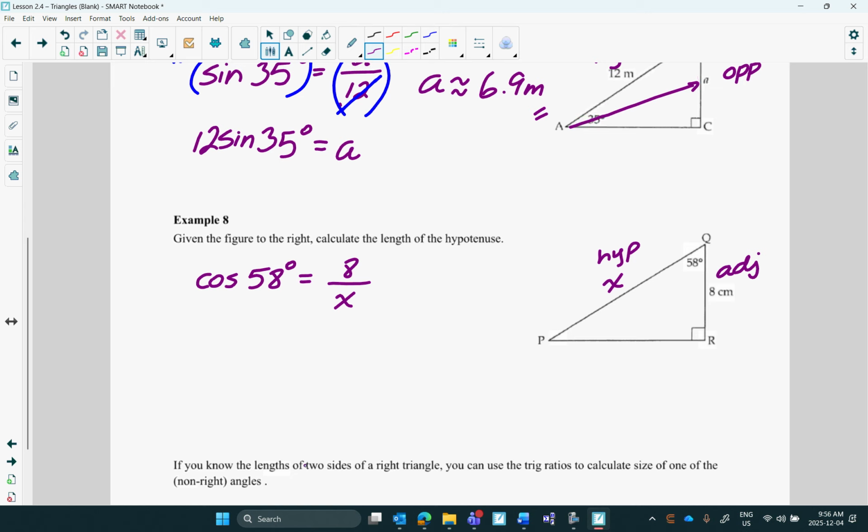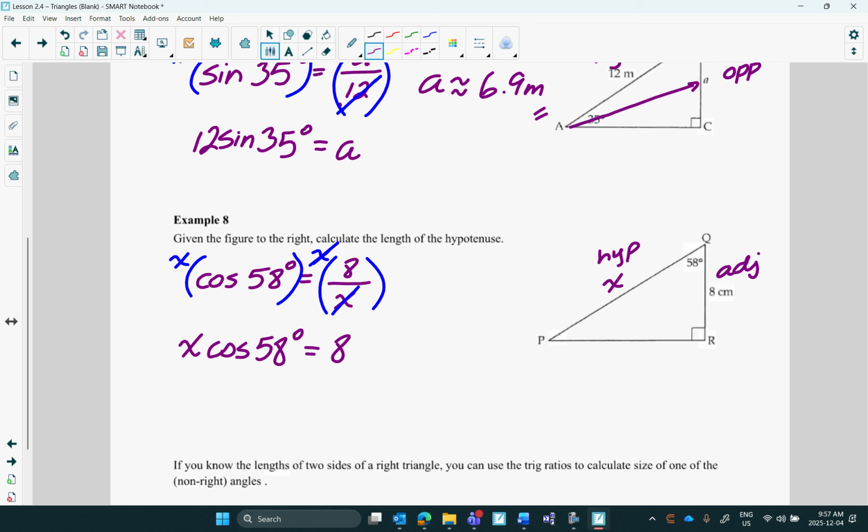You with us? How do I get rid of divide X? Times X. So what does it look like? X times the cos of 58 degrees is equal to 8.